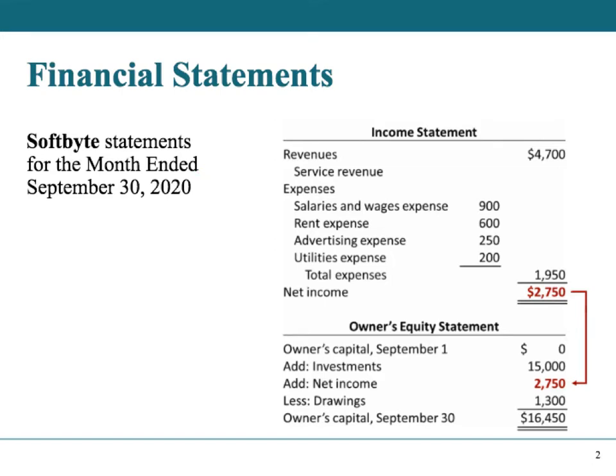And again, be careful, it's not one date. We will not put September 30th here. Otherwise, it will look like it's one date, and on the September 30th, they made this much. No, it's for the month ended September 30th, 2020. So again, this statement, we're calculating income.